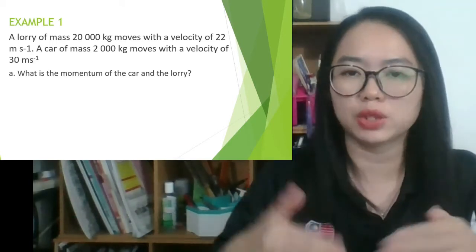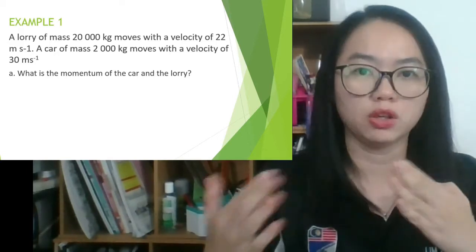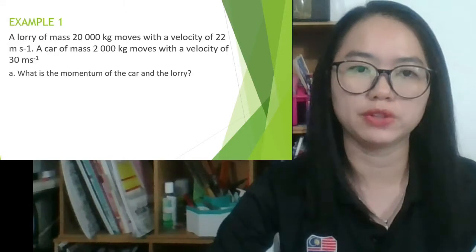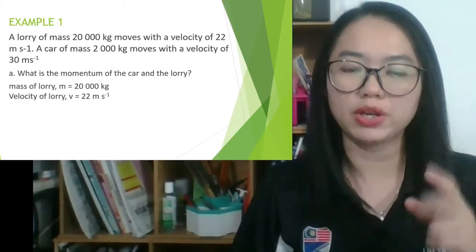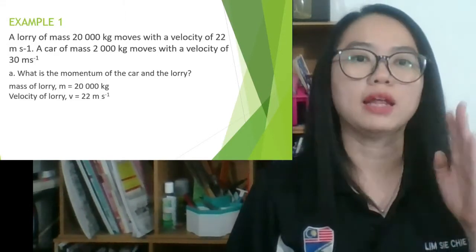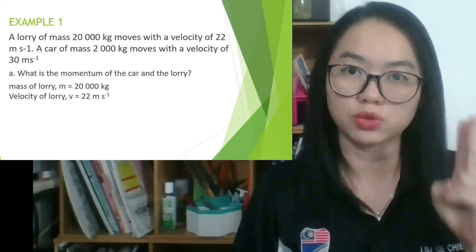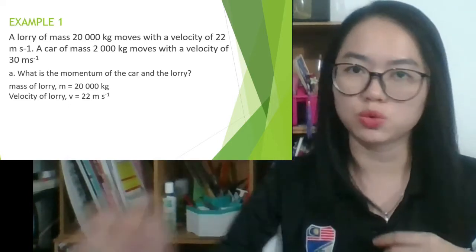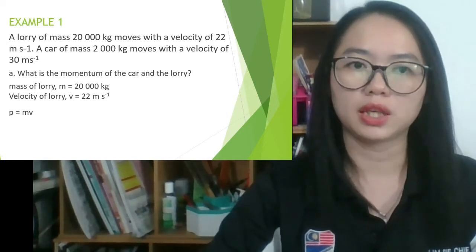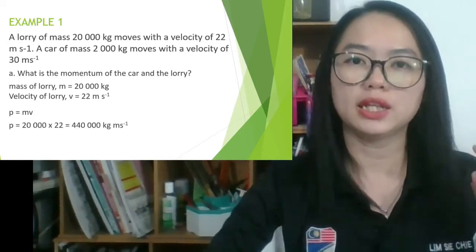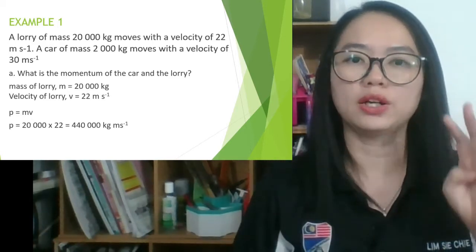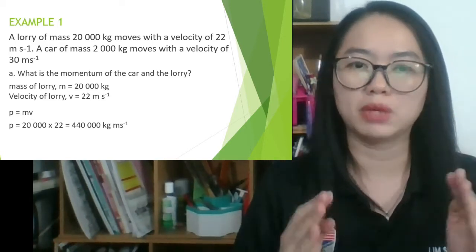So first, we are trying to find the momentum of the lorry. We just take down the information given to us. The mass of the lorry is 20,000 kg, and the velocity of the lorry is v equals 22 meters per second. Next, we use the formula p equals mv to find the value. Then we substitute 20,000 times 22, and we have 440,000 kilogram meter per second.